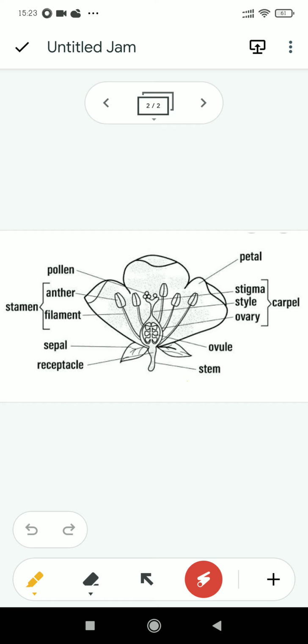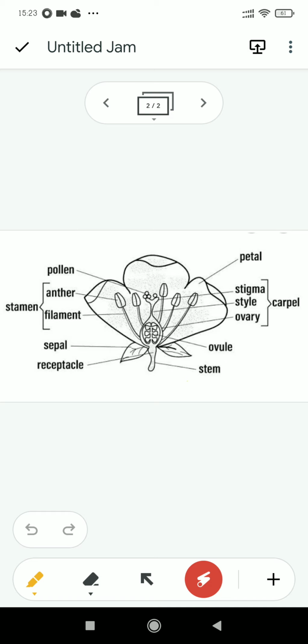Now I will talk about the female part of the flower. The female part of the flower is divided into three parts, which are stigma, style, and ovary, and these three together are known as carpel or pistil.